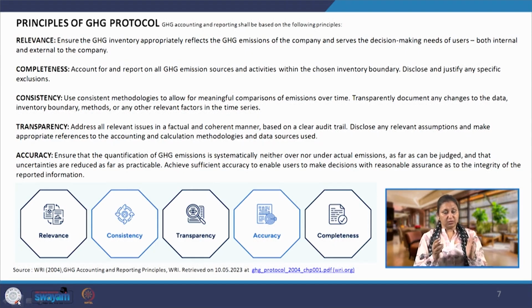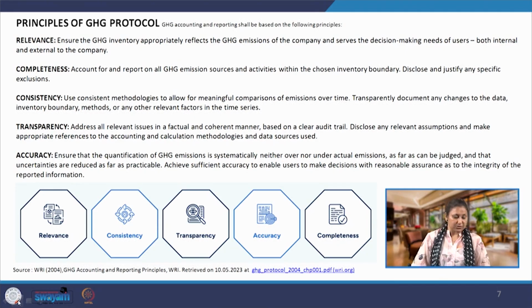So, we have to actually be transparent in documenting all the boundaries, all the inventories, activities that are emitting GHG for that particular company. So, we have to address all relevant issues in a factual and coherent manner based on a clear audit trail. How do we do that? That is what the protocol is providing us. So, transparency of course has to be ensured from the company's end, but the GHG protocol provides us a framework to transparently document all the emissions that are emerging from the activities.